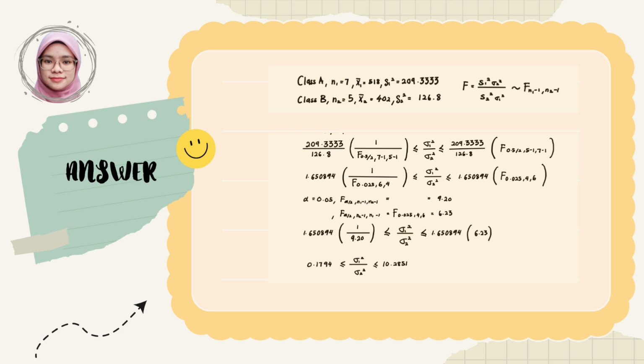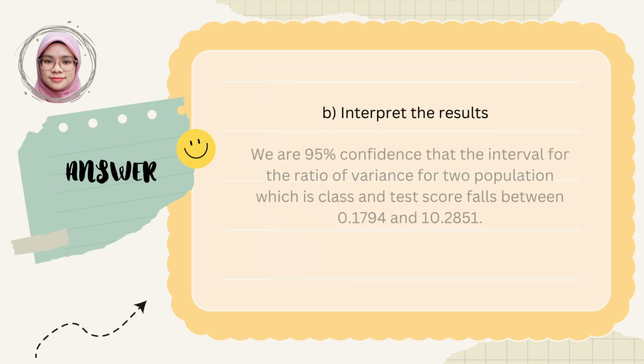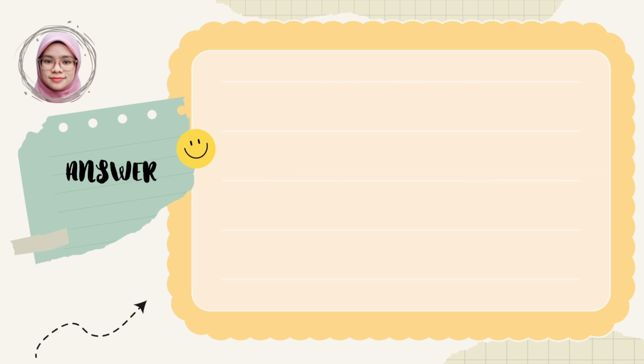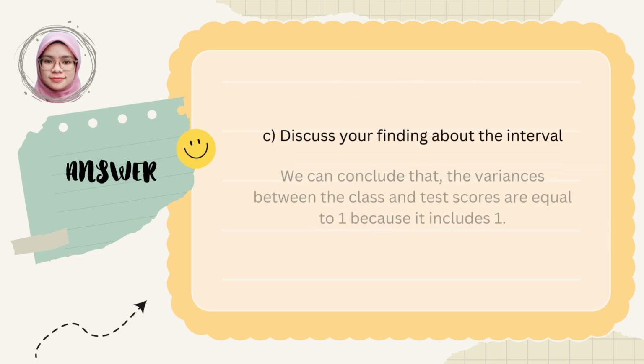Hence, we got the ratio of variances between 0.1794 to 10.2851. To interpret the result, we are 95% confident that the interval for the ratio of variances for the two populations, which are class and test score, falls between 0.1794 and 10.2851. We can conclude that the variances of class and test score are equal, with a ratio of 1, because the interval includes 1.